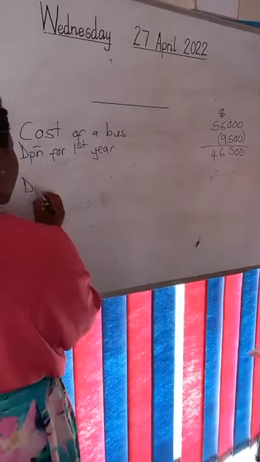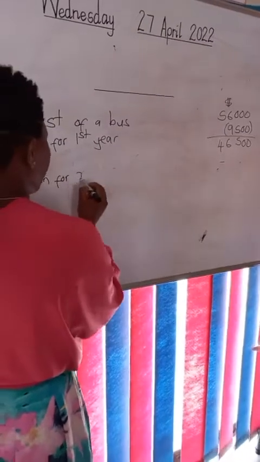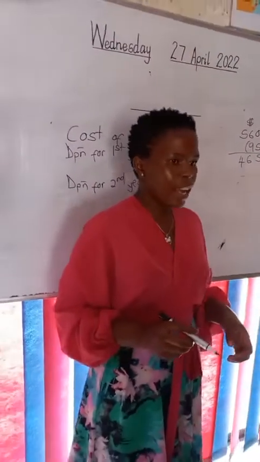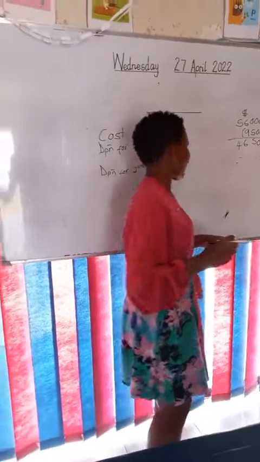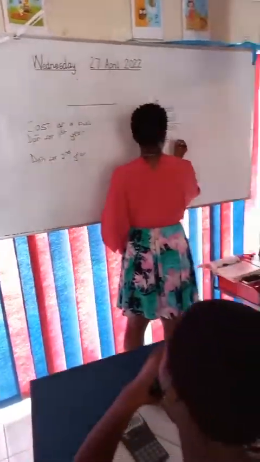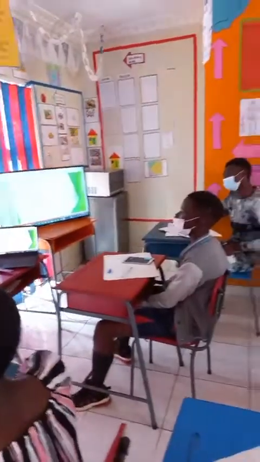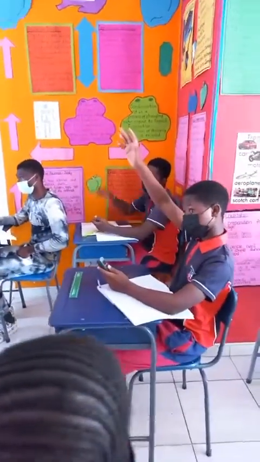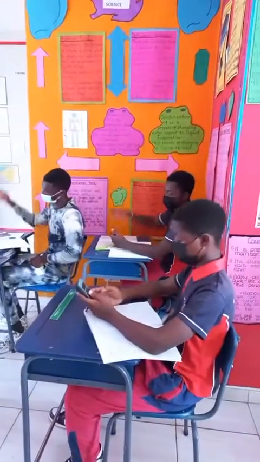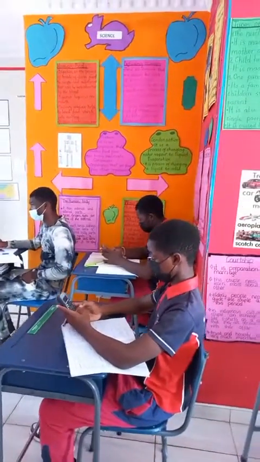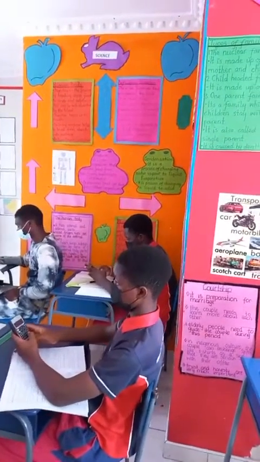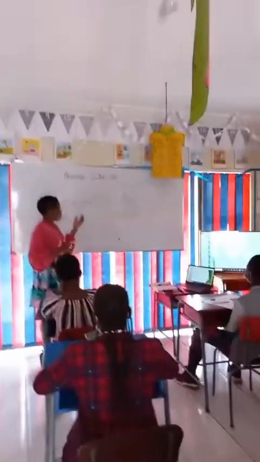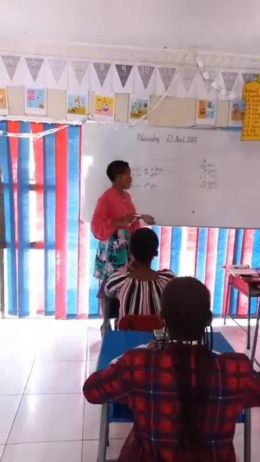Now we want to see depreciation for second year. What is our depreciation charge for second year? Tanaka? It's 9,500. Again, with the straight line method, that depreciation charge doesn't change. So 46,500 minus 9,500. What do we have, Ruba? 37,000. So after 2 years, our bus was now costing 37,000. It had depreciated by 9,500 again for the second year.